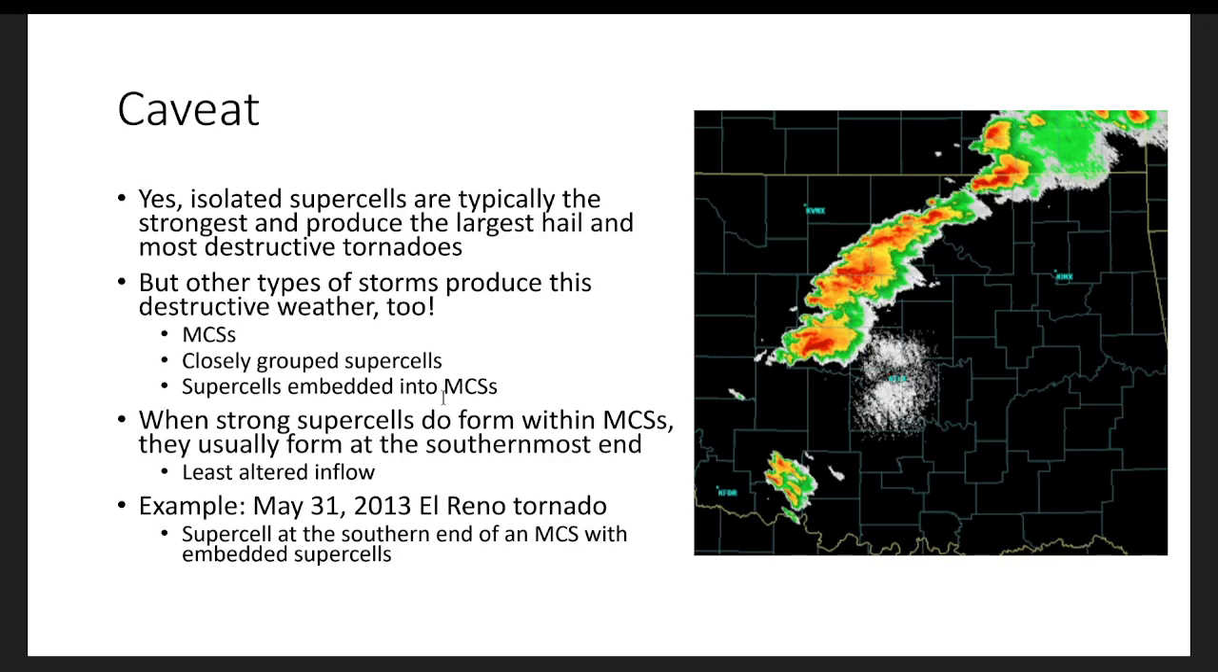When strong supercells do form within the MCS, they usually form at the southernmost end. Yeah, because it's easier to get rotation along this area. Least altered inflow. The inflow of the storm is super contaminated by all the other storms. It's less contaminated on the end, and if you want to get rotation, it's best on the end because you can have more of that motion around the storm, whereas up here it's harder to get it in the line.